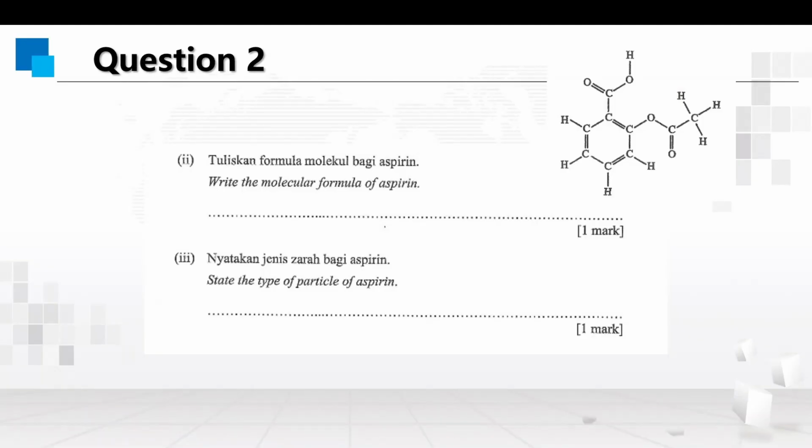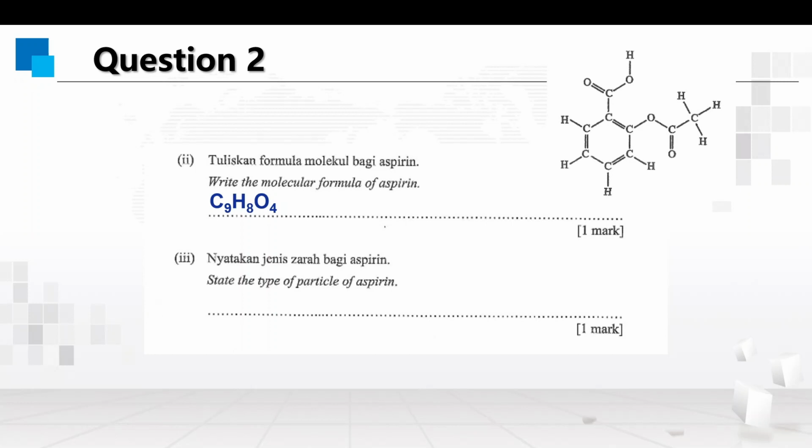Next, write the molecular formula of aspirin. It shows the actual numbers, right? So we have to count how many carbons. 1, 2, 3, 4, 5, 6, 7, 8, 9. So 9 carbon. You count one by one. Hydrogen, how many atoms, and then oxygen, how many atoms. After you calculate, there are 9 carbon, hydrogen has 8, then oxygen has 4.